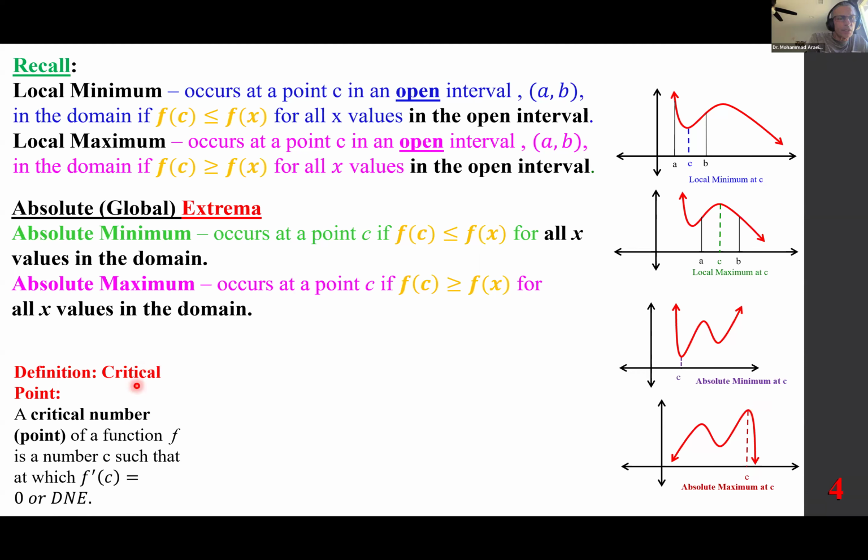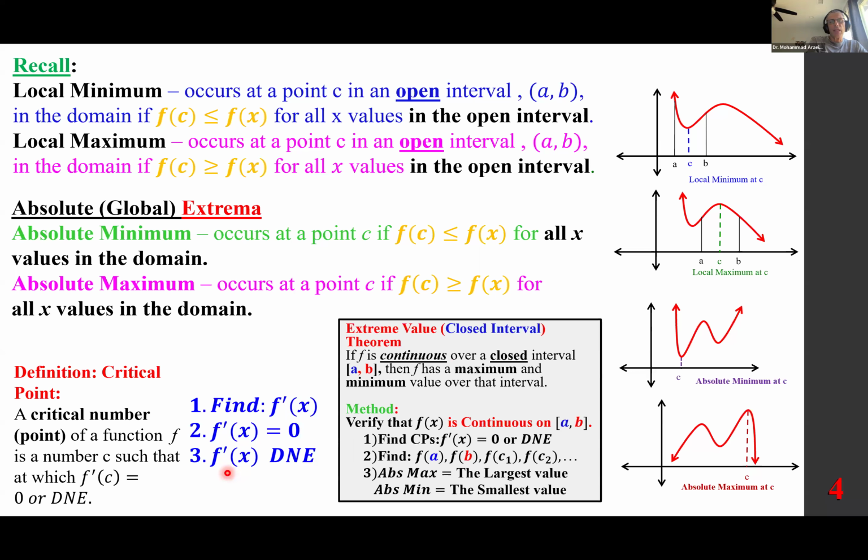What is a critical point? A critical number or point of a function f is a number such that f prime is 0 or f prime does not exist. What is the process? Find f prime, set it equal to 0, find the answers. Also where f prime does not exist. Those are the possible critical points.